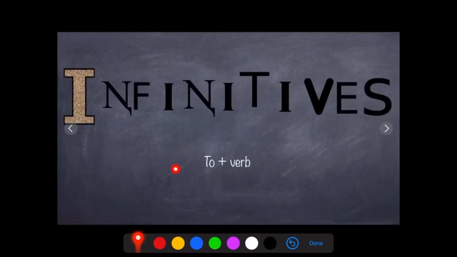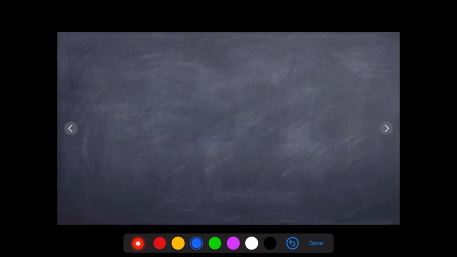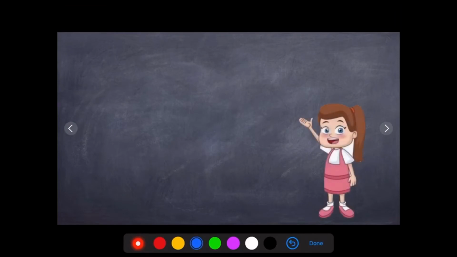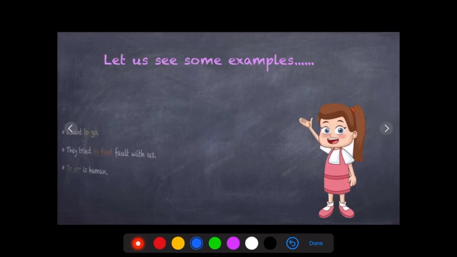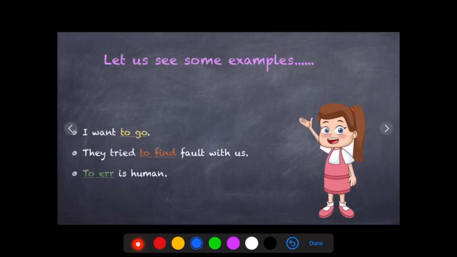Infinitive, just remember the formula which I have written over here is to plus verb. If you remember this, you'll understand the infinitives. Let us check what is actually infinitives by looking at some examples of it. So I want to go. They tried to find fault with us. To err is human. Now we know the formula to plus main verb, right?